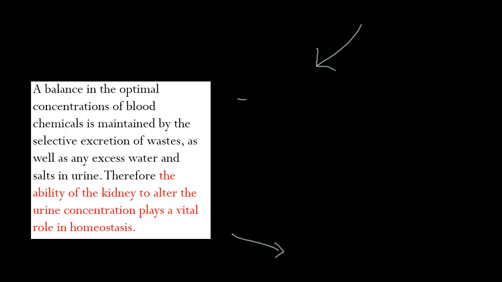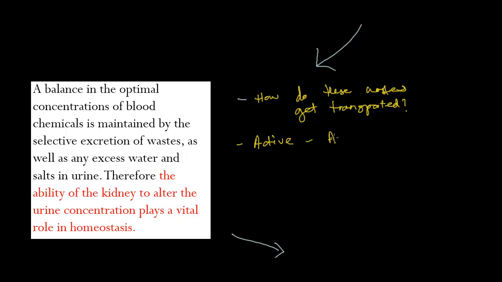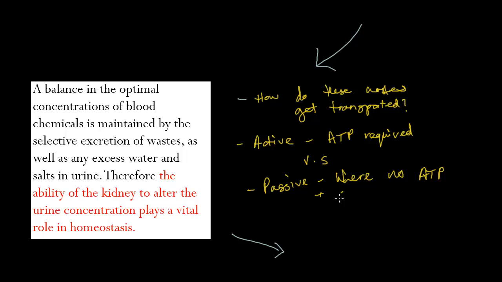How do these wastes get transported? Well, obviously there's active and passive transport, so you've got active, which requires ATP, versus passive, where no ATP is required, plus there has to be a concentration gradient.